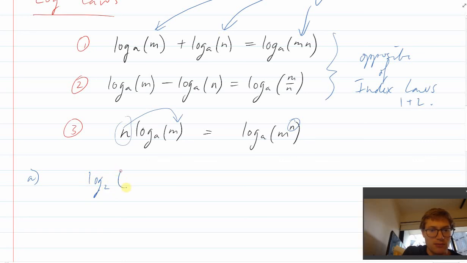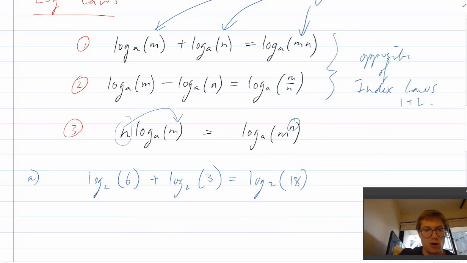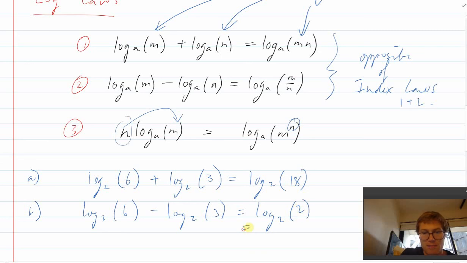So imagine you have log base 2 of 6 plus log base 2 of 3. Well, you'd use log law number 1, and that becomes log base 2 of 3 times 6, which is 18. Or you could use the second log law. Imagine you have log base 2 of 6 again, plus, this time minus log base 2 of 3. Well, this time we do the division. 6 divided by 3 is 2. And using our log property, we've got the same base as our result, and so the answer is in fact 1.